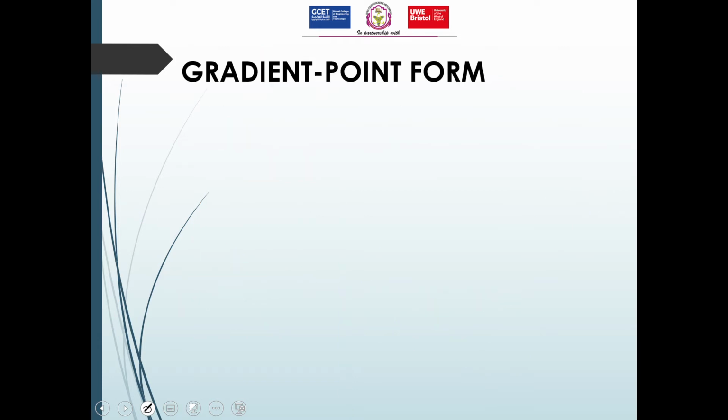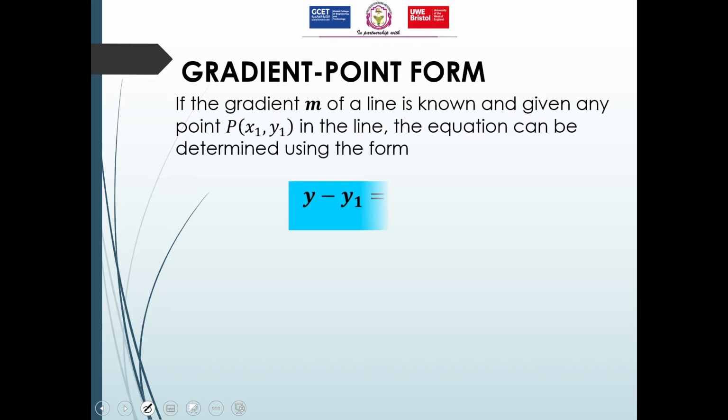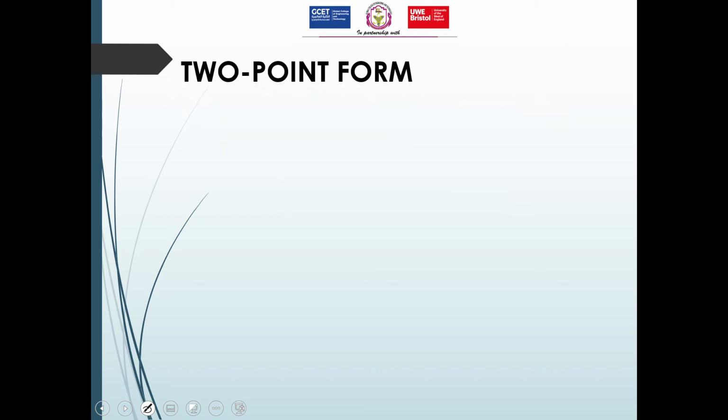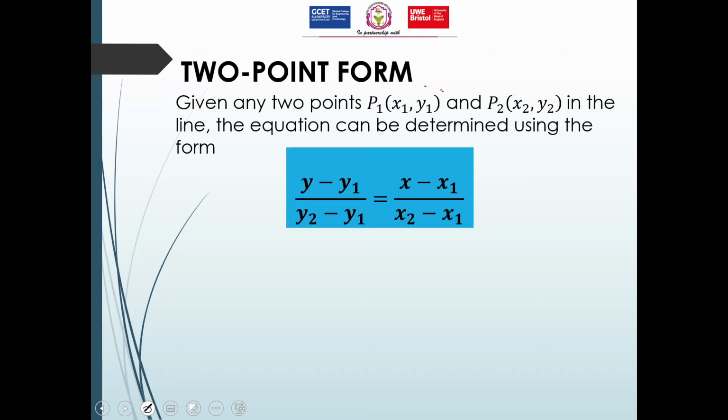Okay, let's continue. So here we are going to focus on the equation of the line. There are two formulas. The gradient-point form: if the given is an m and a point, this will be the formula, y minus y1 equals m times x minus x1. But if the given are 2 points, P1 (x1, y1) and P2 (x2, y2), you will apply this formula.